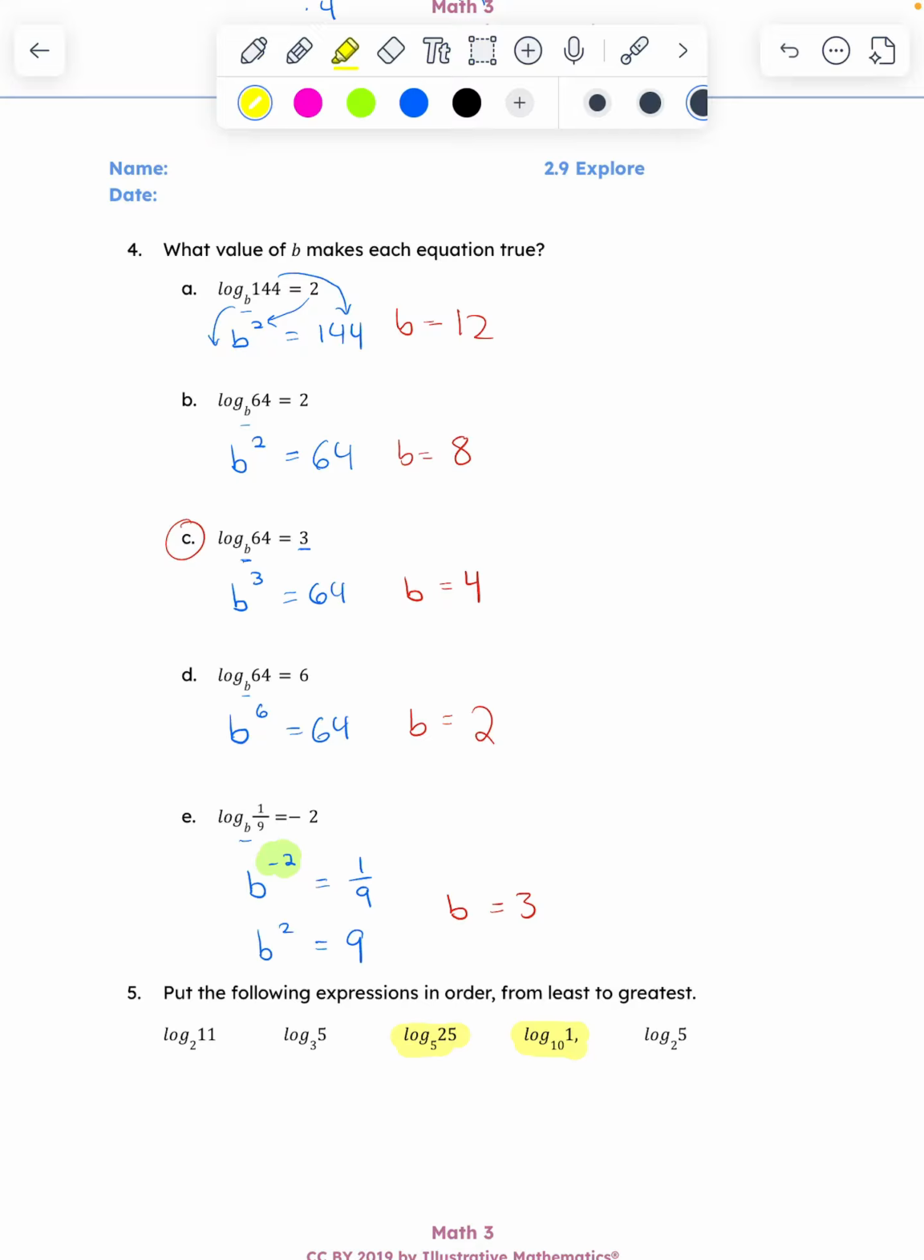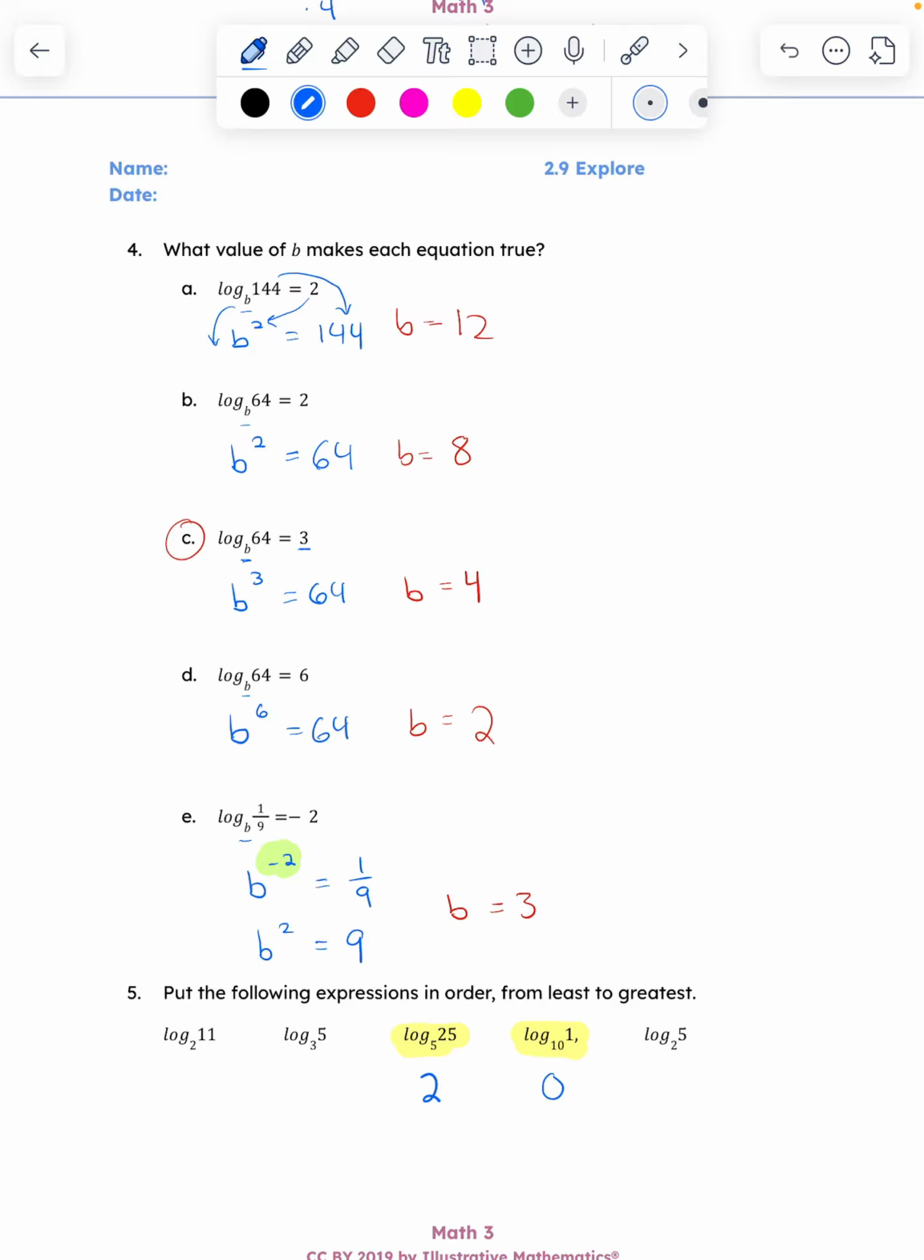Log base 5 of 25, that's asking me what power do I take 5 to get 25? And I know that that's 2. So I know this is 2. Whew, started. Similarly, log base 10 of 1, that's asking me what power do I take 10 to get 1? And I know that that's 0. Right? 10 to the 0 is 1. And in general, if I see a log with a base something is 1, my answer is going to be 0. So then I want to figure out where these other things all fall, right?